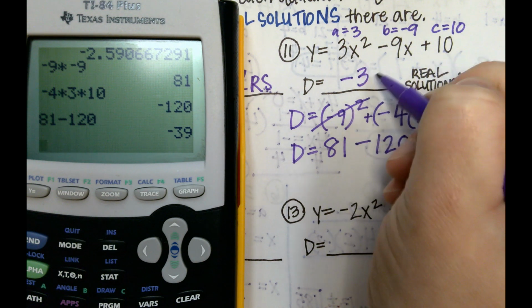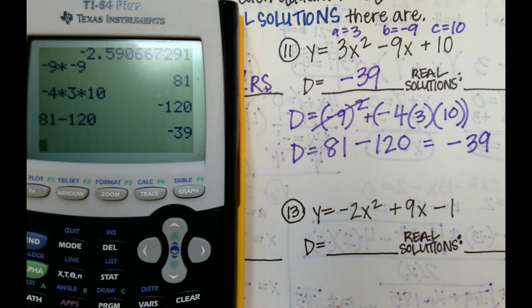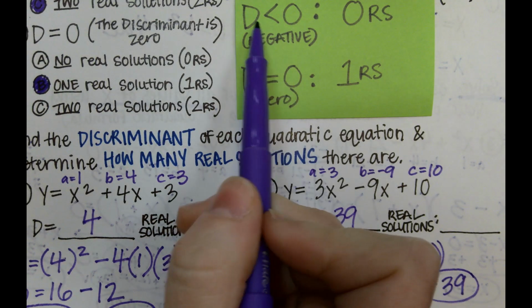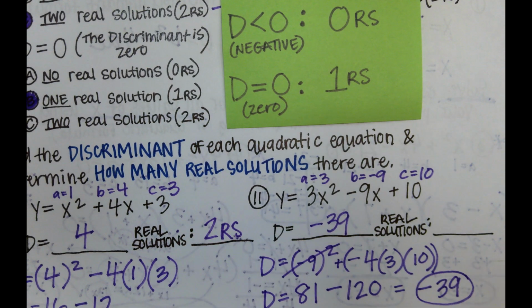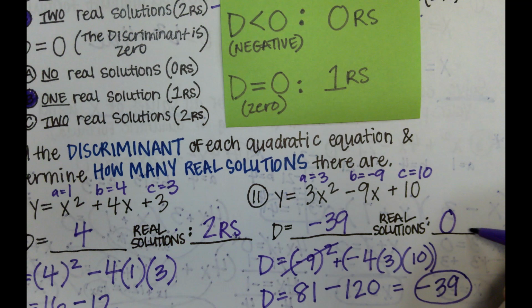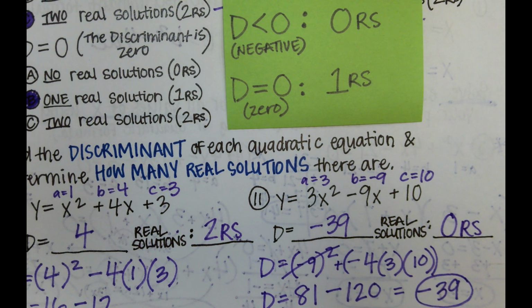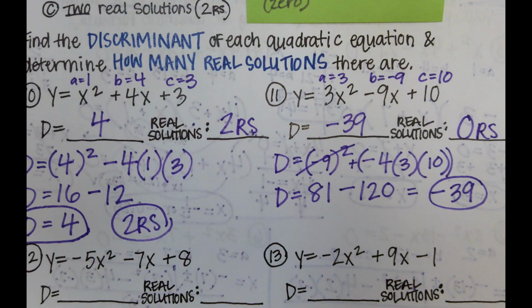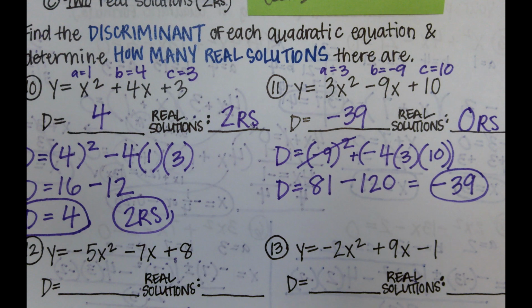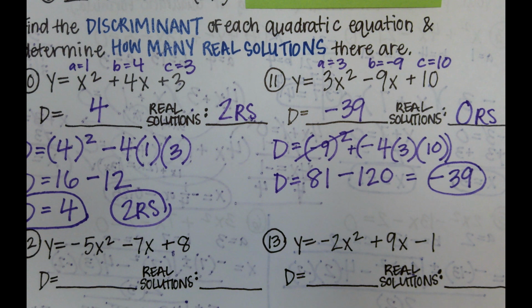So, how many real solutions are there? Zero. Because when our discriminant is negative, there are no real solutions. So we write 0, or 0 RS. Okay. Any questions on number 11?